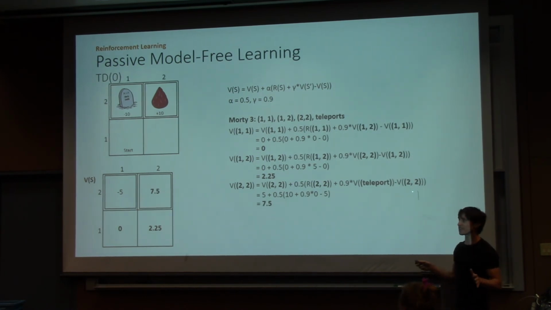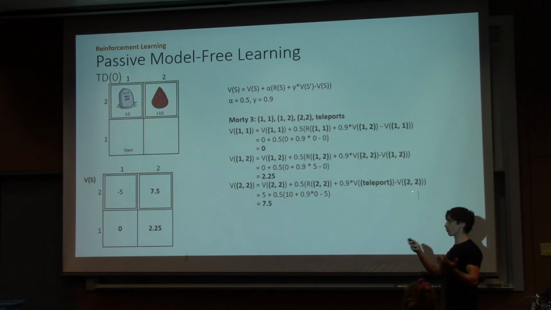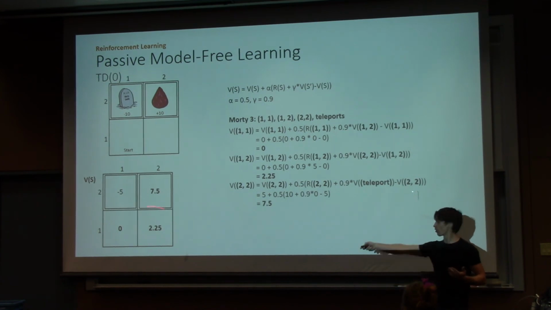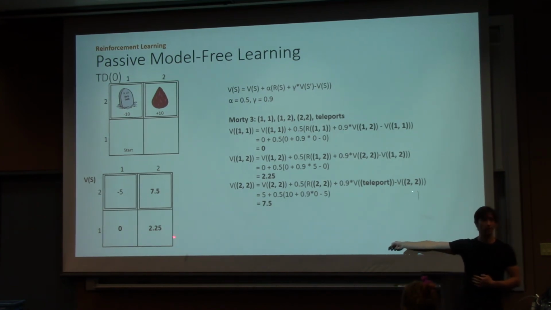So you can see that even though we're now using the information that we get from each next state, it actually takes a few runs through, and we have to see each state multiple times in order for all of these values to get backed up. Because so far, we still think that 1, 1 has a value of 0.